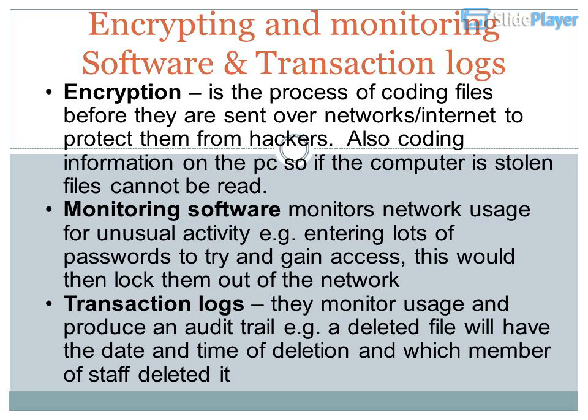Encryption is the process of coding files before they are sent over networks or the internet to protect them from hackers. Also coding information on the PC so if the computer is stolen, files cannot be read. Monitoring software monitors network usage for unusual activity, for example entering lots of passwords to try and gain access. This would then lock them out of the network. Transaction logs monitor usage and produce an audit trail. For example, a deleted file will have the date and time of deletion and which member of staff deleted it.